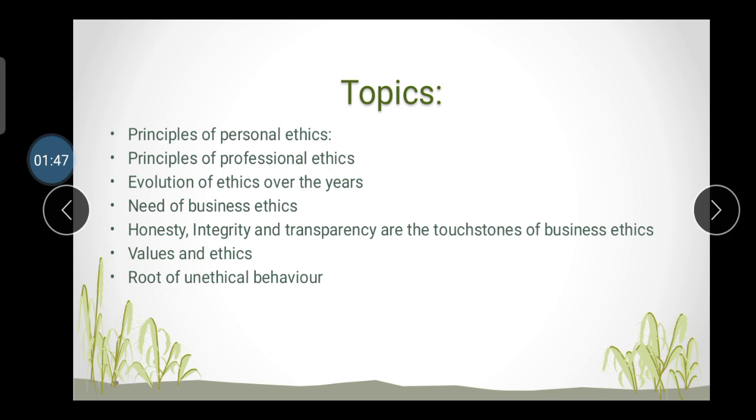In this unit number 2, the following topics are covered. First topic is principles of personal ethics. Second, principles of professional ethics. Third, evolution of ethics over the years. Fourth, the need of business ethics. Fifth is honesty, integrity and transparency, which are the touchstones of business ethics. Without honesty, integrity and transparency, you cannot run your business successfully. Then values and ethics. The last one is the root of unethical behavior.